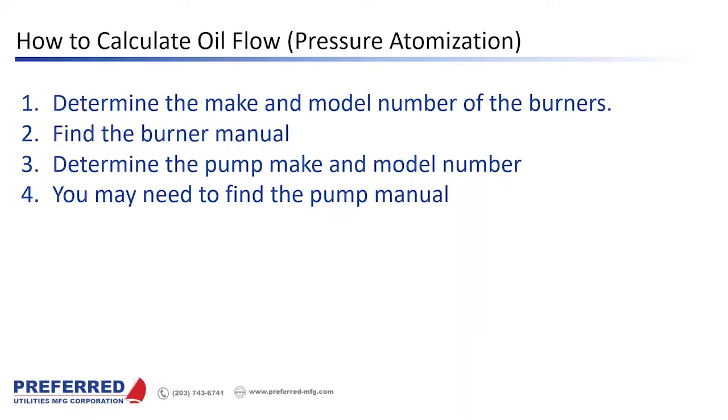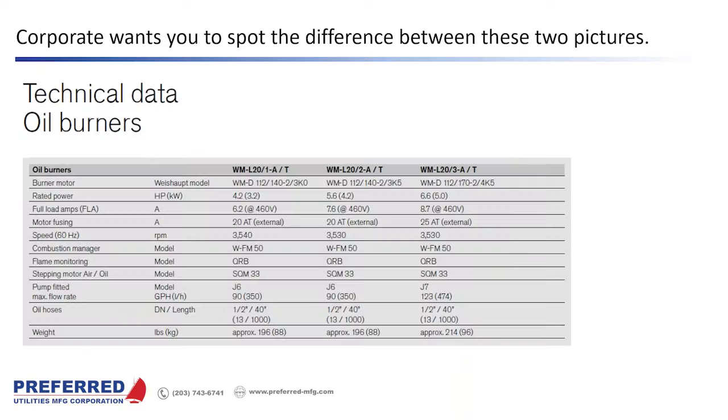The burner manuals will tell you the model number of the pump. And almost all of the European burner manufacturers use Suntech pumps. So you can look up Suntech and that model number and usually find a manual for the pump. And the pump manual will have the information we're looking for. Here is a snip out of a Weishaupt manual, and it seems like the WM series is what they use most often in the United States.